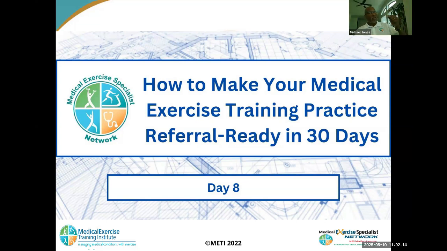So that means there's a two-way communication stream between you and the medical provider. There also has to be communication with the client. And if for some reason there is a third party involved in paying the bill, you have to also be able to communicate with them. So we're going to go over all the components necessary over the next 22 days with regard to how you can build your medical exercise training practice to be referral ready.